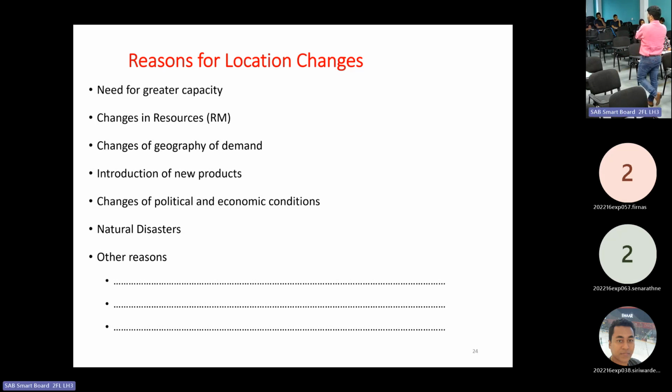Likewise, just think. Maybe due to pressure from various stakeholder groups like neighborhood civilians. What happened to a factory at Ratchapasa a few years ago? They had to change the location. Such reasons would contribute to location change.